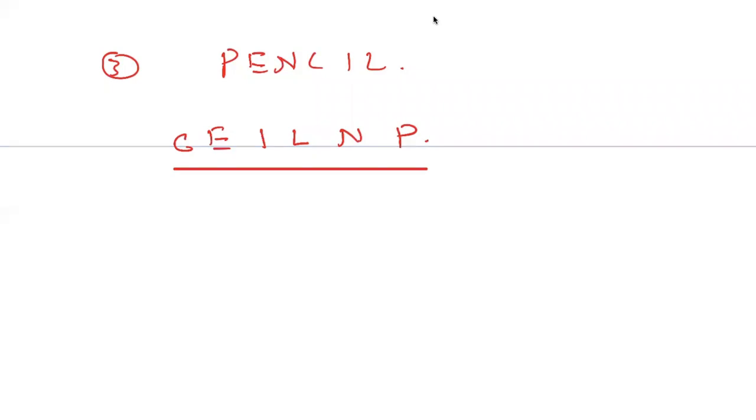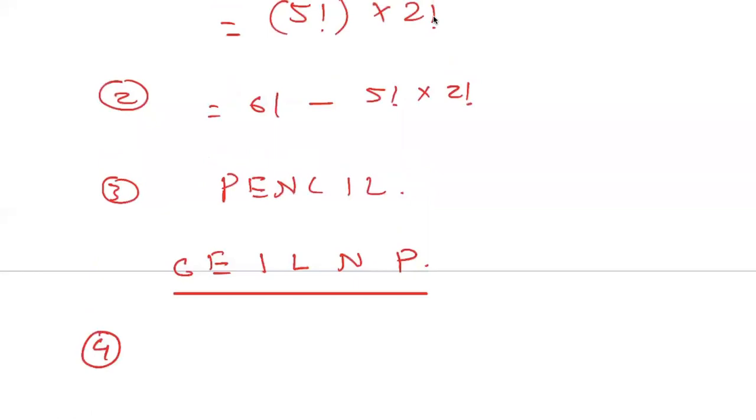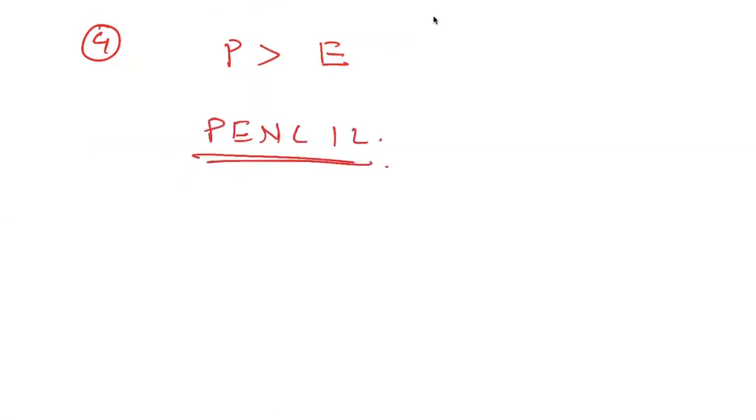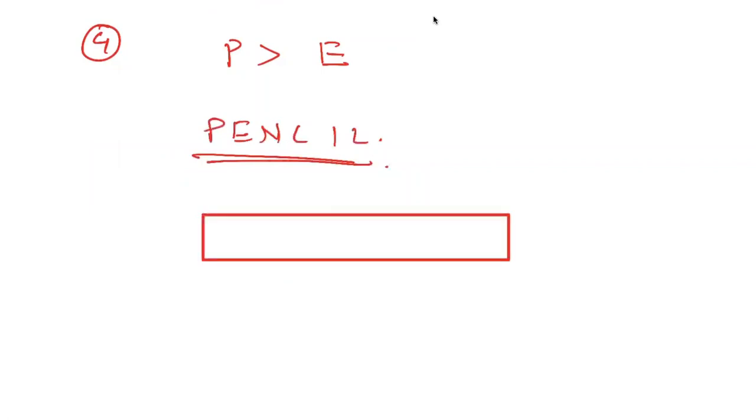But the fourth one, right? This is very important. When we are saying P is always ahead of E, ahead of means not only one position, maybe two positions, three positions, and more than that. Pencil, right? Six: one, two, three, four, five, six. E will be ahead of P.